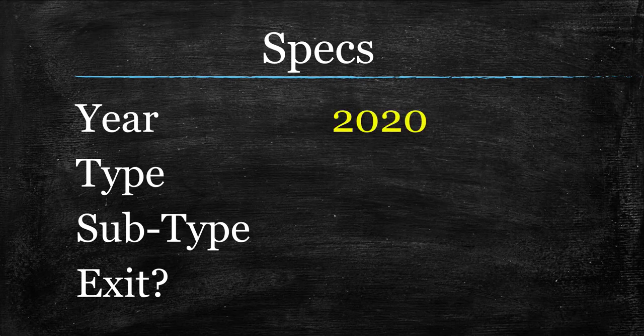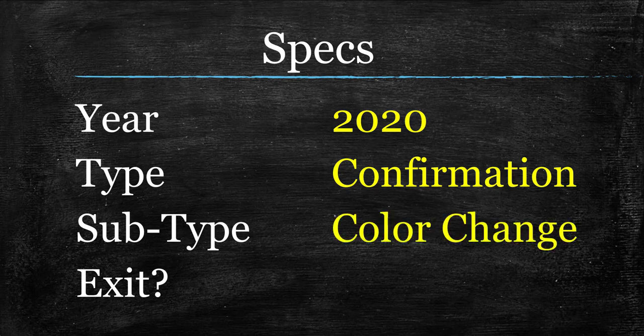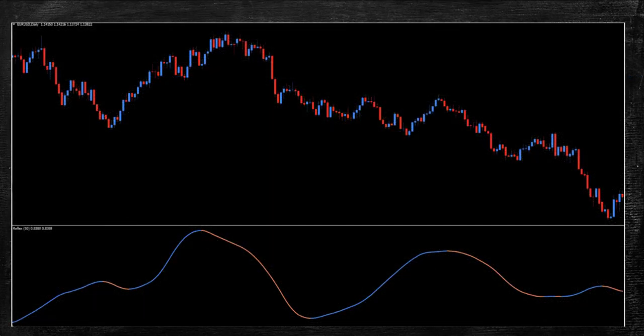The year is going to be 2020. The type is a confirmation indicator. And the subtype is a pretty popular yet not often seen version, and that is going to be a color change. You know, people love color changes for whatever reason, but we're going to see that today. And as far as exits go, it's possible, but as you're about to see, this thing is going to need some tweaking.